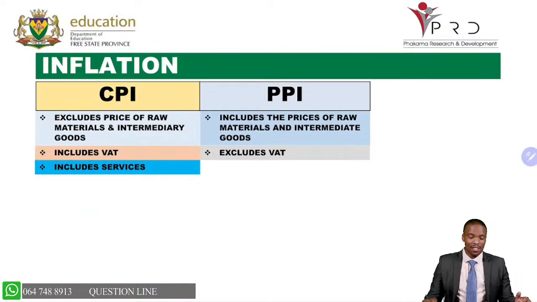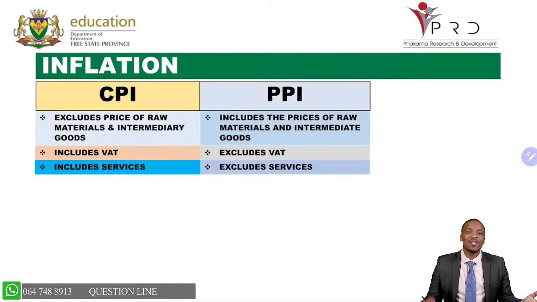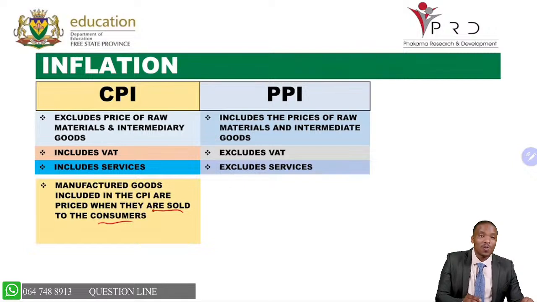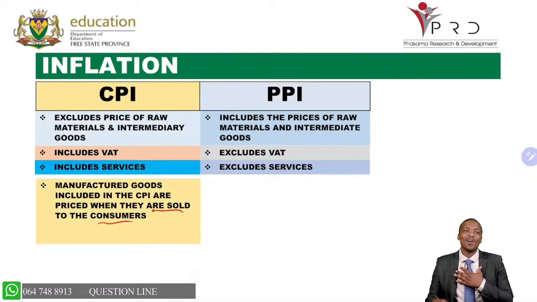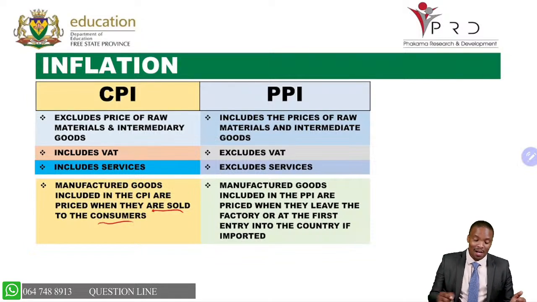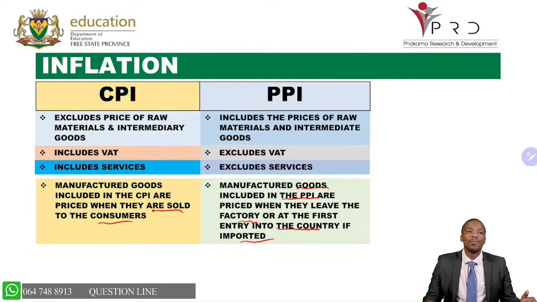CPI includes services while PPI excludes services. Remember I said it measures only goods. Manufactured goods are included in the CPI, priced when they are sold to consumers. Like I mentioned, you and I only look at the final market value of a product. You don't ask questions to say what did they add and how much was it. But on the other side, in terms of PPI, manufactured goods are included in the PPI when they leave the factory, as well as those import prices on their first entry into the country.